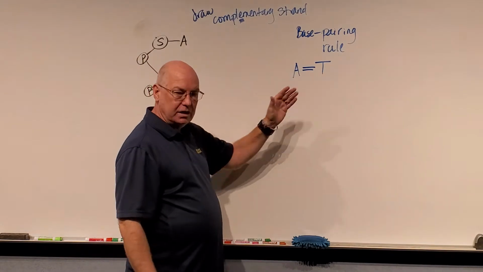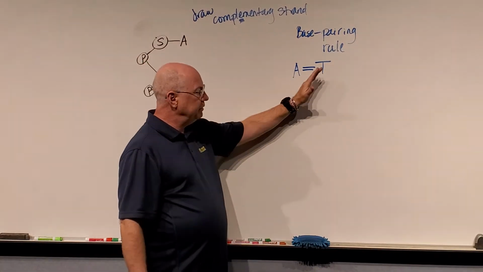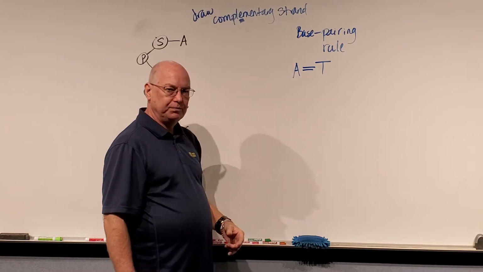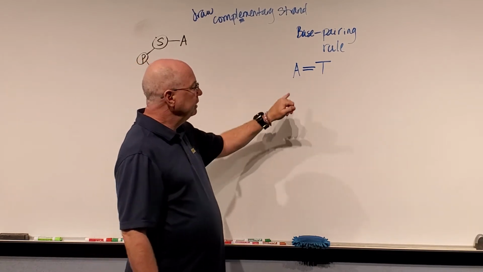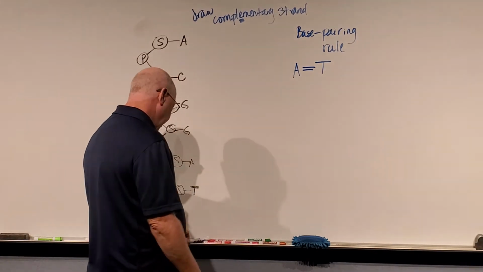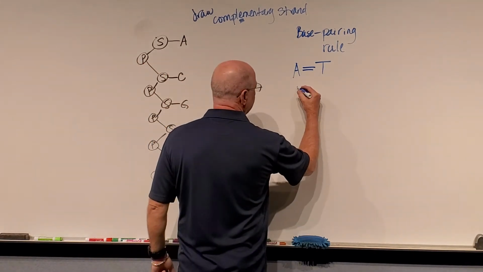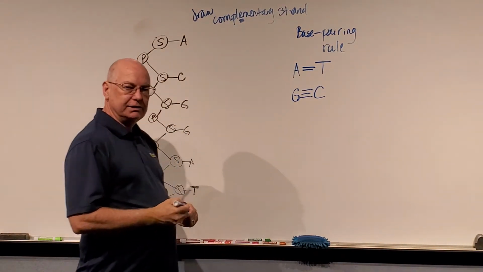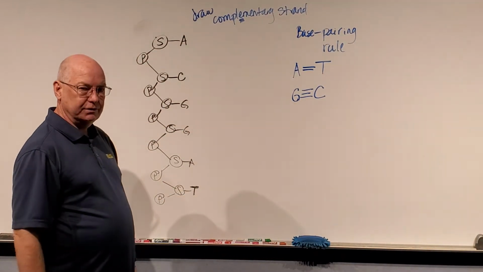So adenine does not bind to adenine. Adenine will only bind to thymine. It will not bind to guanine. It will not bind to cytosine. So there's a rule in chemistry that says adenine will bind to thymine and vice versa. Well, it turns out that guanine has the ability to form three chemical bonds with only cytosine, and vice versa.